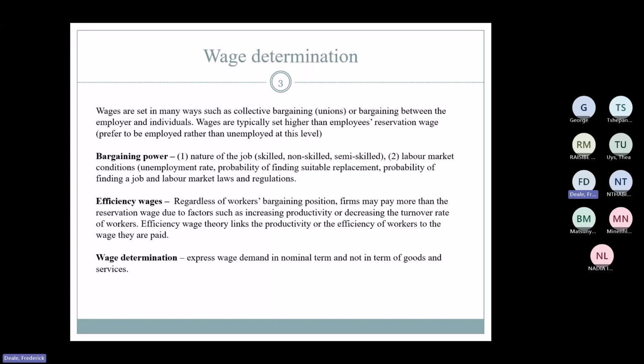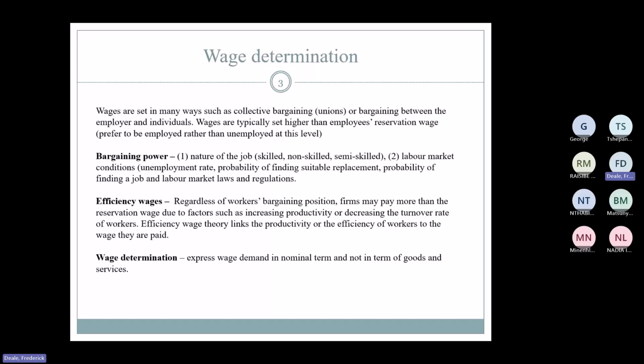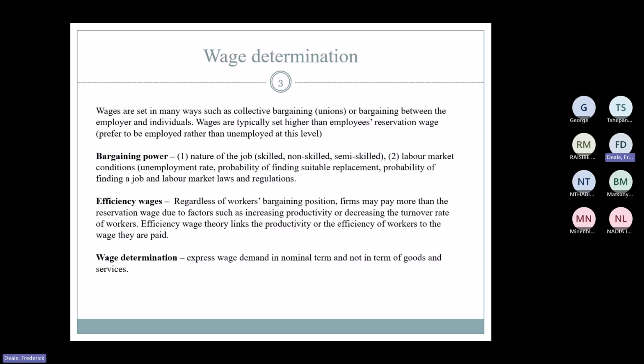A higher unemployment rate means it's more difficult to find a job, so you don't have a lot of bargaining power. The probability of finding a suitable replacement, so if you're the only person that can do a certain job because you're the only person with that skill, you have a lot of bargaining power because they can't find a suitable replacement to replace you. Also just things like labor market laws and regulations can give you or take away bargaining power.